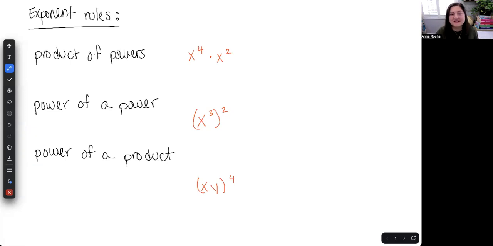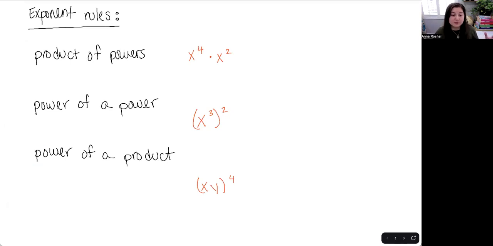My name is Anna Rochelle, and today we're going to talk about exponent rules. And we're not just going to talk about exponent rules like we talk about on the middle school level, but we're also going to talk about them as we move further into Algebra 1 and Algebra 2.